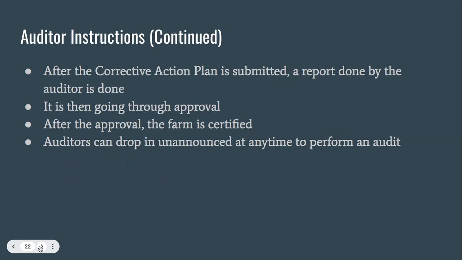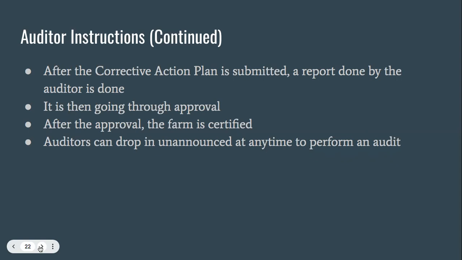So then after the corrective action plan is submitted, a report is done by the auditor. After that plan is submitted, initially, the auditor is going to either approve it or look over it, and then that report is done and sent back to the producer, letting them know if it is approved or not approved. But for the time being, during that couple of days, it's going through approval. And then after the approval, the farm is certified, and then auditors can drop in unannounced at any time to perform an audit after this.